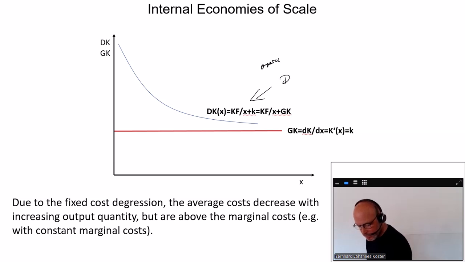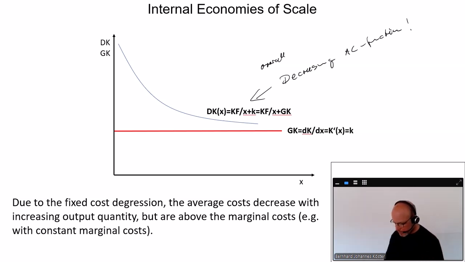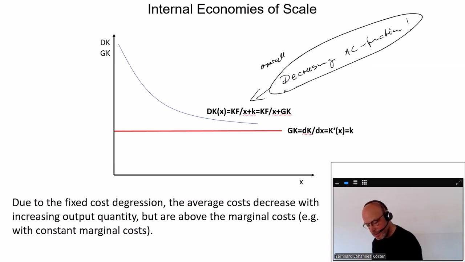So overall decreasing average cost function. So that you remember this, and we are assuming now this. This is one of the main assumptions within our model now.